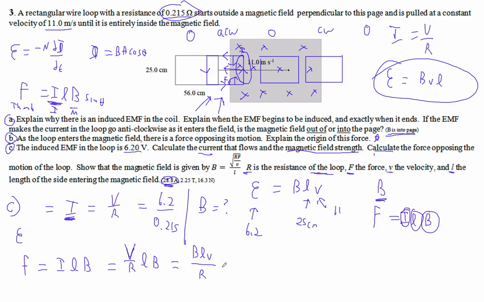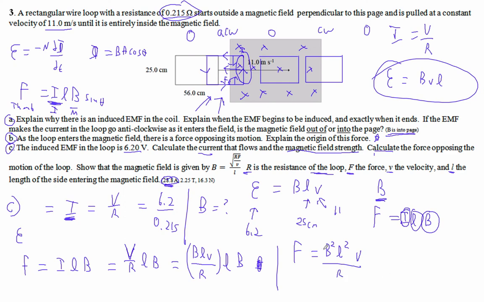Times L times B. And then that is equal to, well, we've got to figure this out. We've got to do a little figure in here. So now we're solving for B. Force equals B squared L squared V over R.